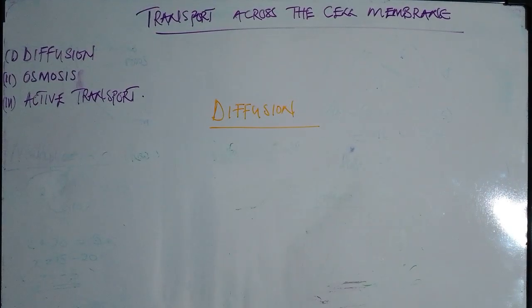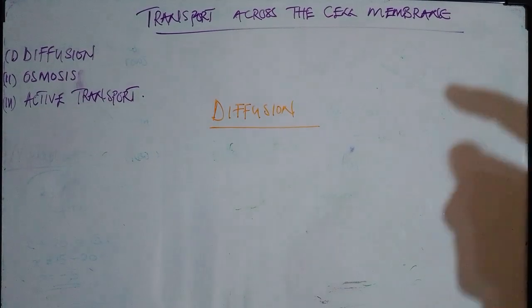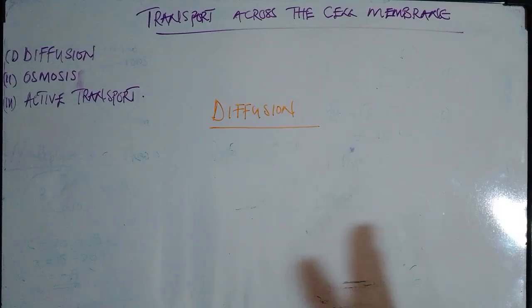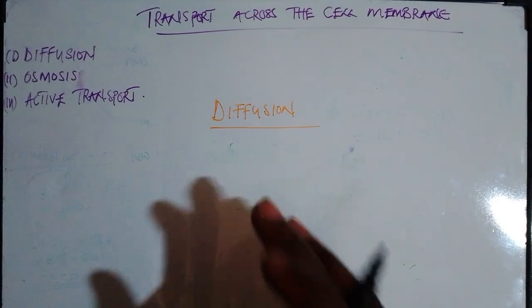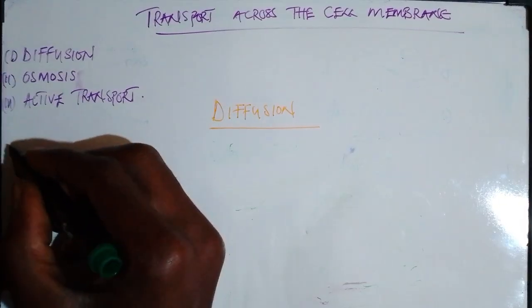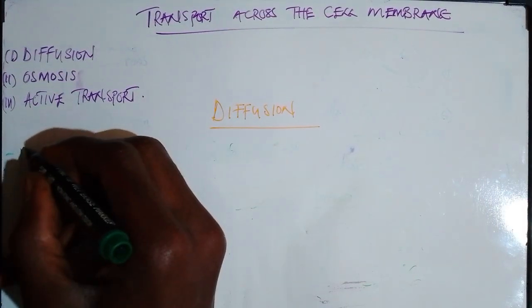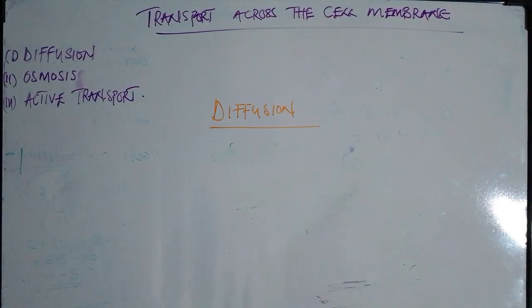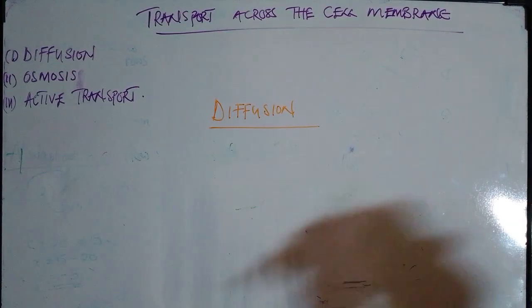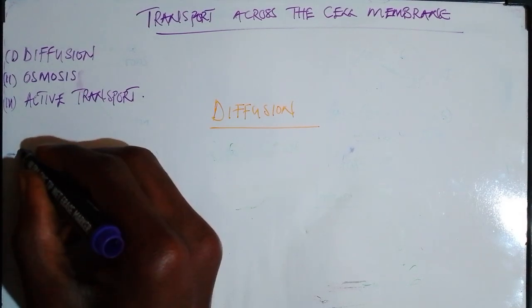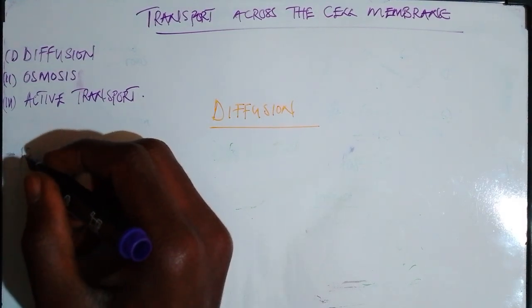So what comes into your mind whenever you hear the word diffusion? This is just the movement of particles from the region of higher concentration to the region of lower concentration. So diffusion, remember, has to deal with what? Particles. So this is how you can define diffusion. You can say diffusion is the what? The movement.